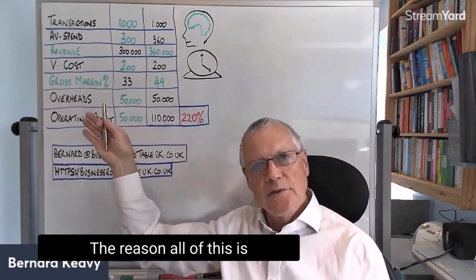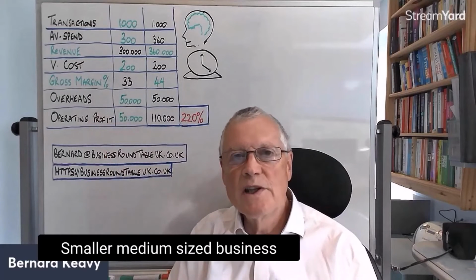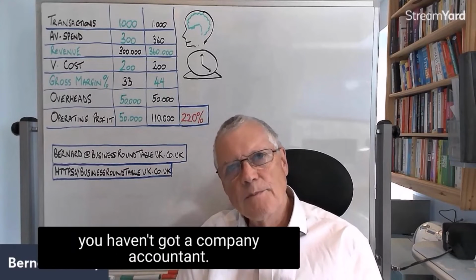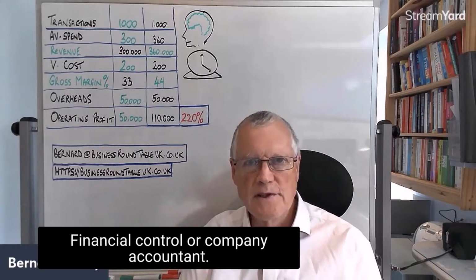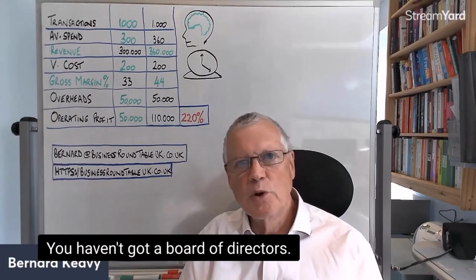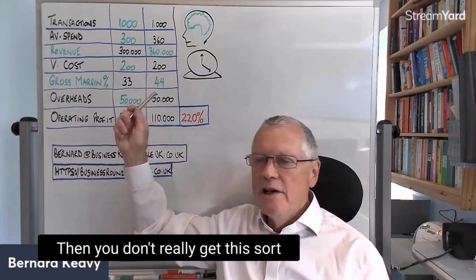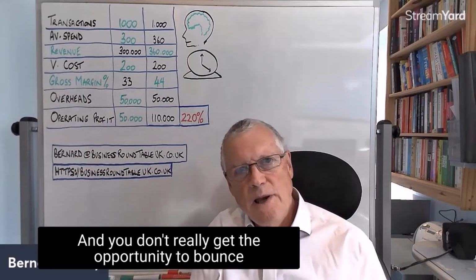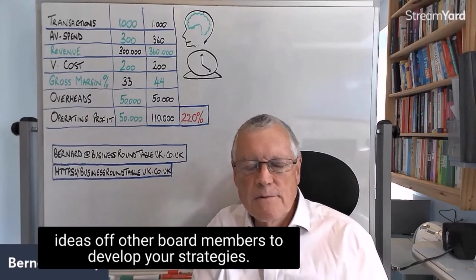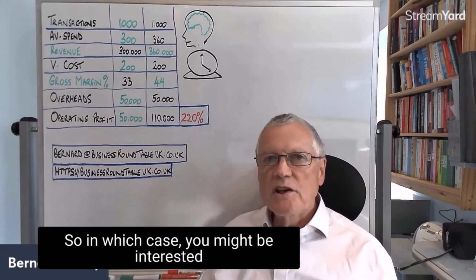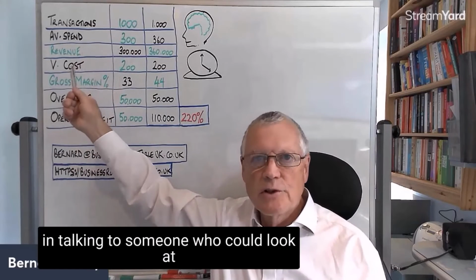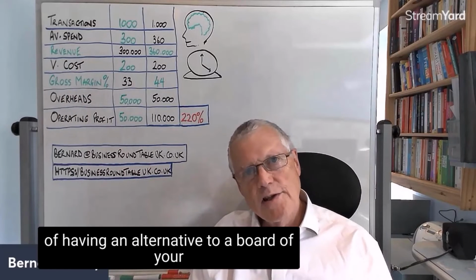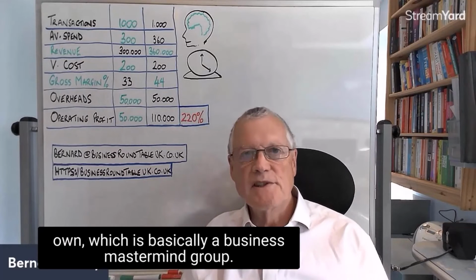Now, the reason all of this is most applicable to a small or medium-sized business owner is because generally, if you're in the situation where you haven't got a company accountant, financial controller, and you haven't got other board members, so you haven't got a board of directors, then you don't really get this sort of analysis done on your numbers, and you don't really get the opportunity to bounce ideas off other board members to develop your strategies. So in which case you might be interested in talking to someone who could look at these figures and numbers for you. And you might also be interested in the idea of having an alternative to a board of your own, which is basically a business mastermind group.